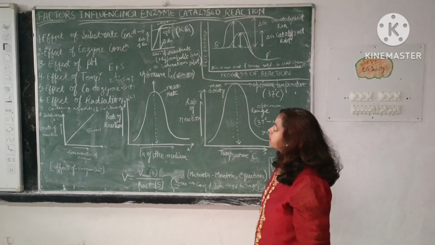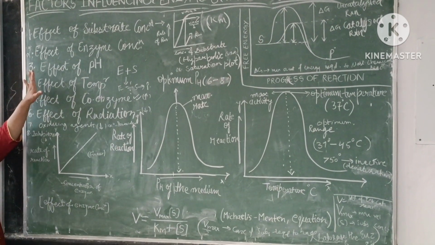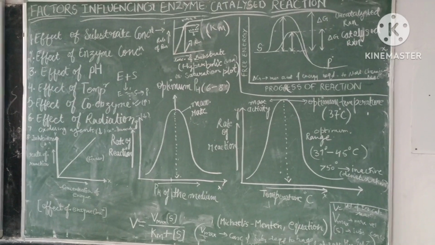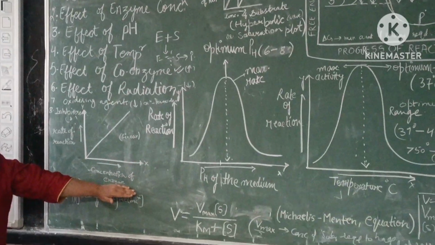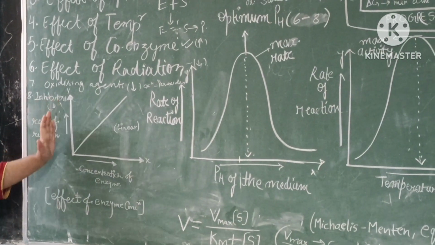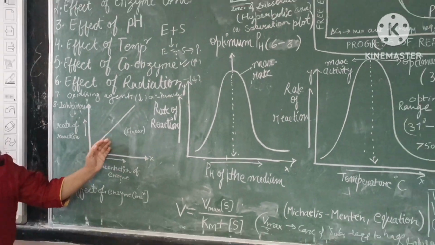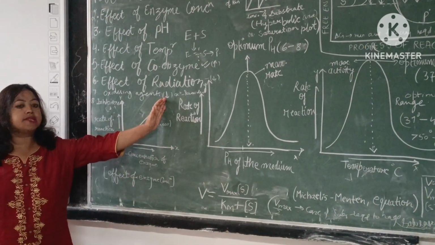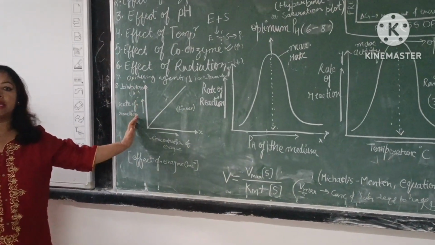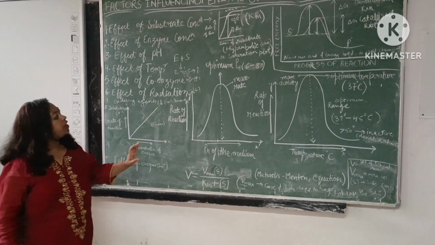Now the second factor that affects the enzyme reaction is the enzyme concentration. For that we have this graph which is showing the enzyme concentration and the rate of reaction. Here it is following a linear plot. That means as we increase the concentration of enzyme, the rate of reaction will automatically increase. Then the third factor is the effect of pH.